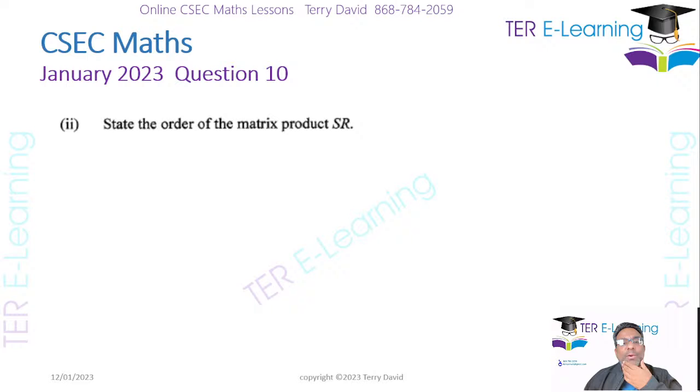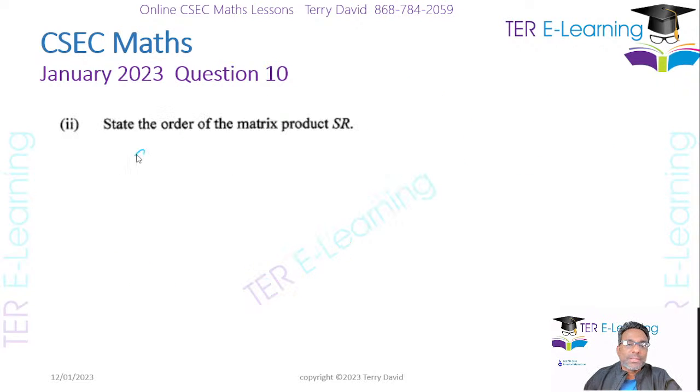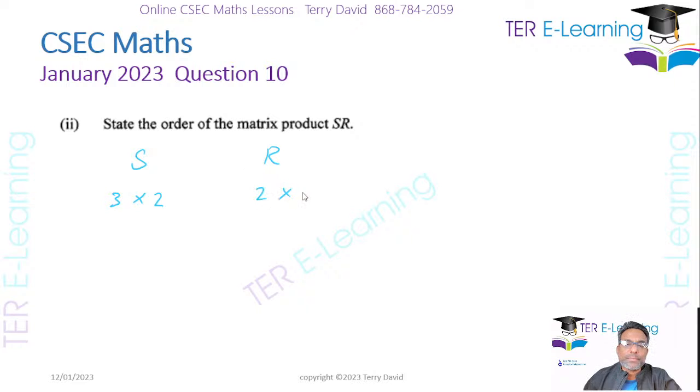The next one, we want to state the order of the matrix SR. Matrix S is a 3 by 2 matrix, and you're multiplying that by matrix R, which is a 2 by 2. When you multiply these 2 matrices, the order of your final answer, SR, is going to be this amount of rows and this amount of columns. So therefore, you are going to get a 3 by 2 matrix as your answer.